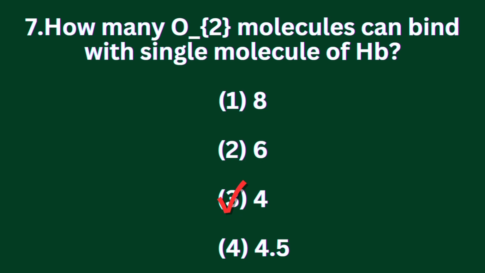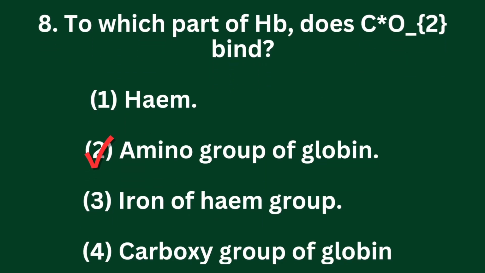How many O2 molecules can bind with a single molecule of hemoglobin? 1. 8, 2. 6, 3. 4, 4. 4.5. To which part of hemoglobin does CO2 bind? 1. Heme, 2. amino group of globin, 3. iron of heme group, 4. carboxy group of globin.